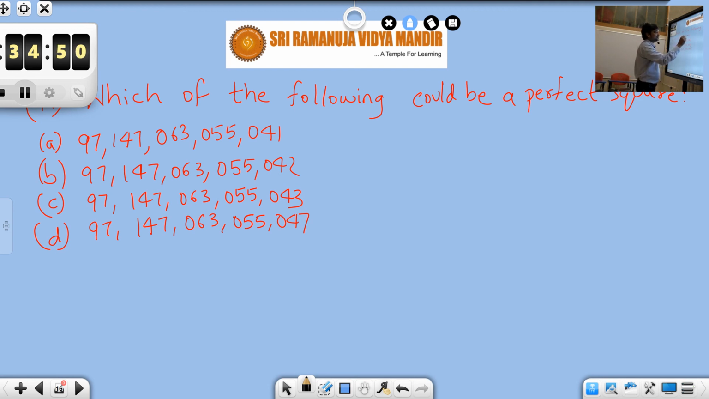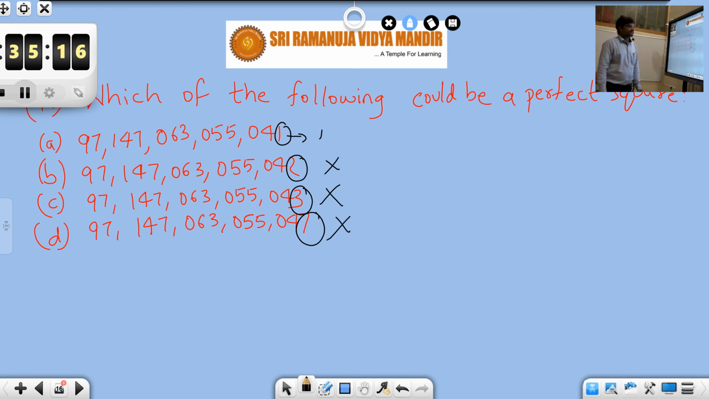See, here look at the units digit. This is 1. Units digit is 1. And here it is 2. Here it is 3. And here it is 7. And students, do you think 2 could be the units digit of a perfect square? This is not possible. Similarly, 3 also could never be a units digit of a perfect square. Similarly, 7 also is not possible.